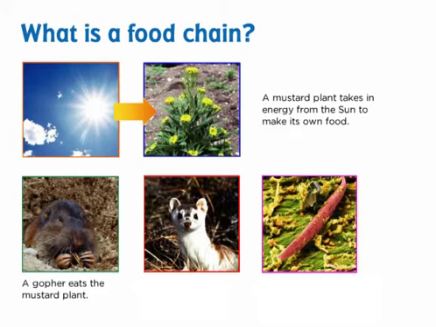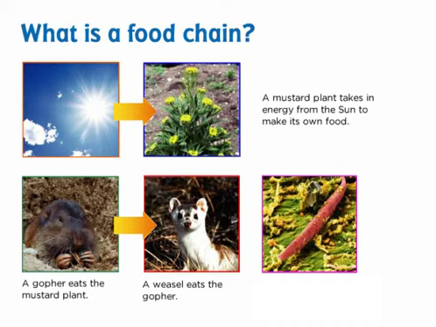Next, an animal, such as a gopher, eats the plant. Then, another animal, such as a weasel, eats that gopher. Energy passes from the sun to the plant, to the gopher, to the weasel.